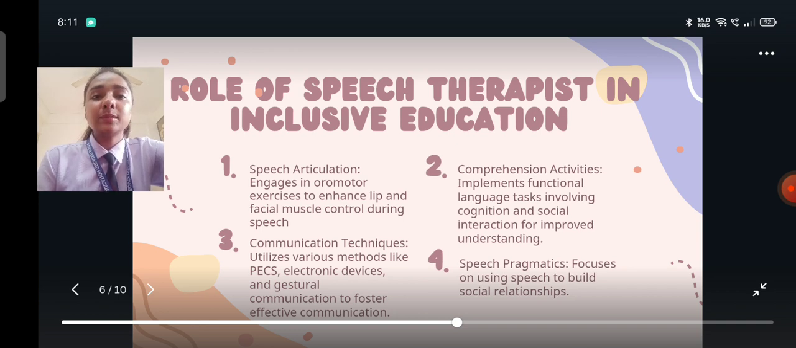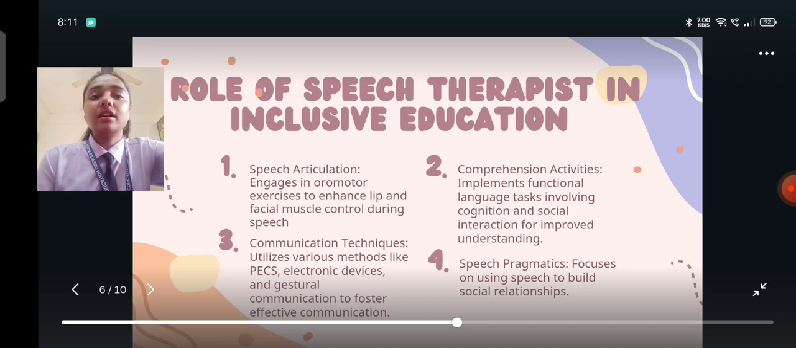Number 1, speech articulation. Speech articulation engages in oromotor exercise to enhance lip and facial muscle control during speech. It will control your facial muscles during speech so that you will speak properly. Next is comprehension activities. It implements functional language tasks involving cognition and social interaction for improved understanding.